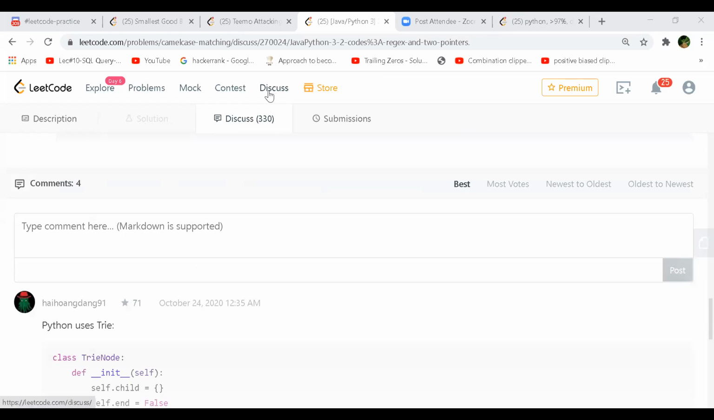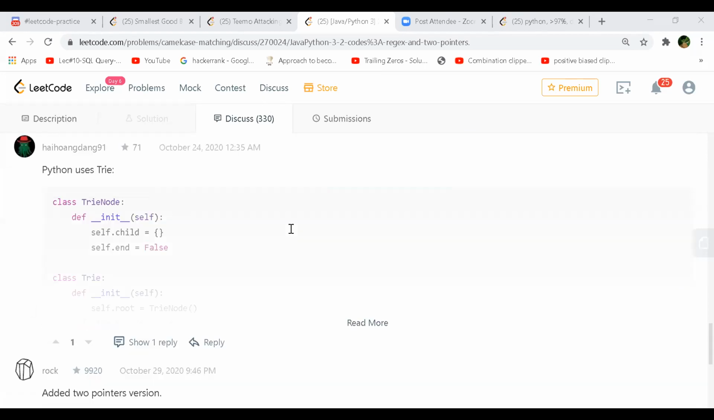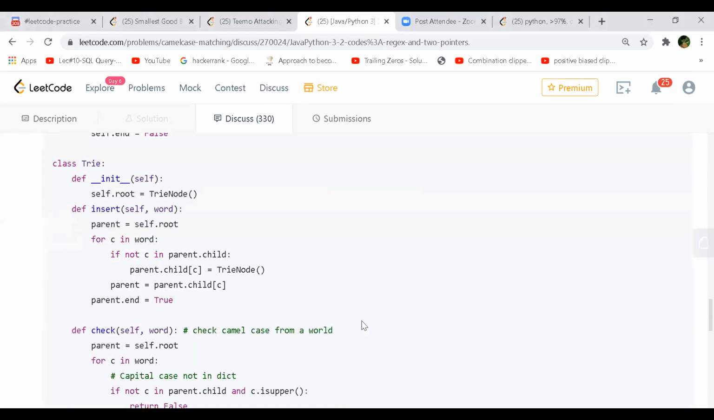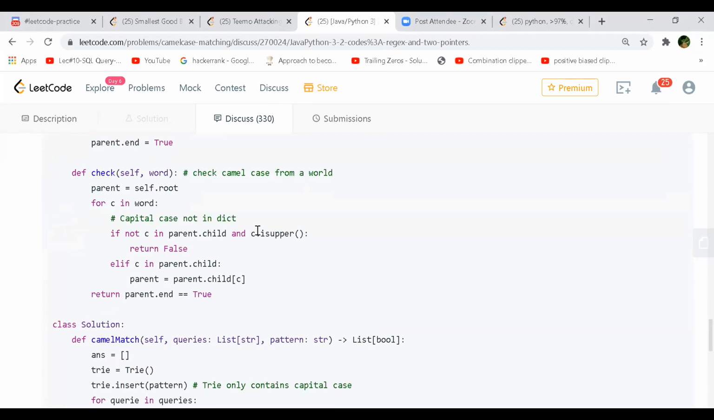See, this is the trie, the Python one that someone has written somewhere at the lower side. Yeah, trie is used in many places. It's popular, right? So the insert looks easier, but if you see the check, that is where the complexity is. In check, he's going through every character of your word, and if that is not present in your child, right? And if it is uppercase, then we are returning false in that case, right?